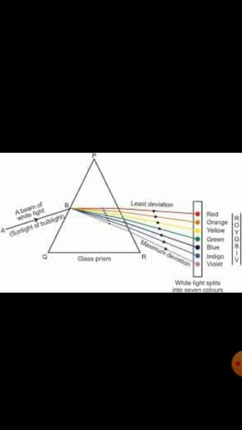Now, let us understand the cause of dispersion. We all have learned that light, when it enters from a rarer medium, air, into a denser medium, glass, bends towards the normal. This is because the speed of light is different in different media. Not only in different media, speed of light is different for different colors of light. Each color of light has a different speed. Hence, they bend by different amounts.